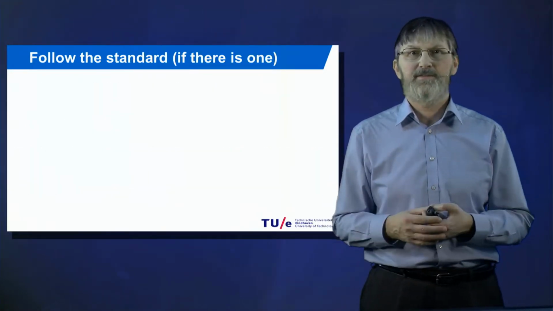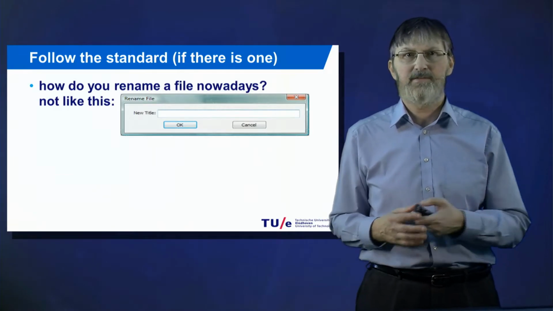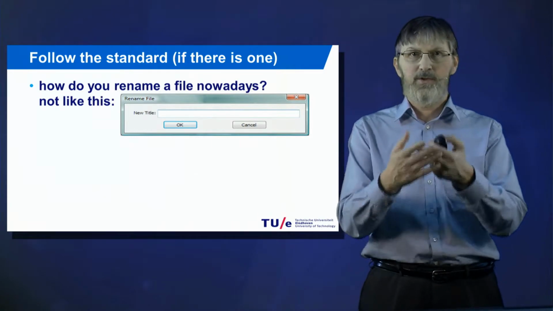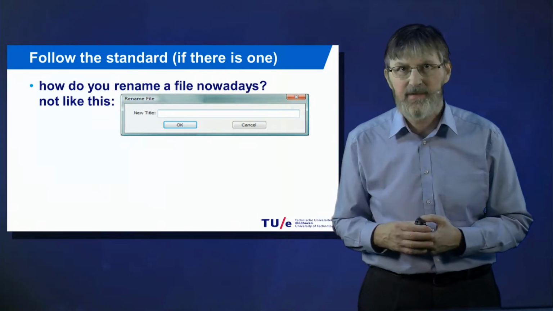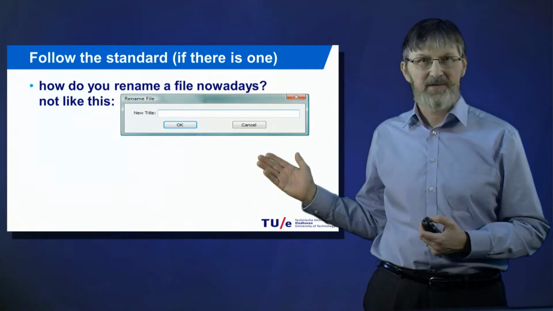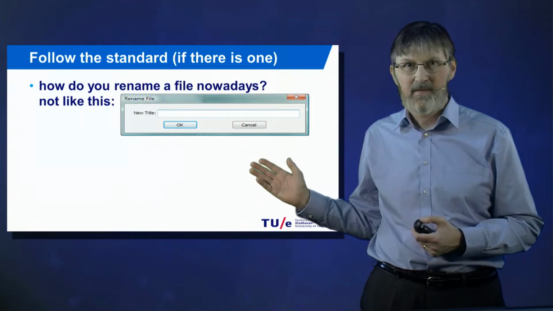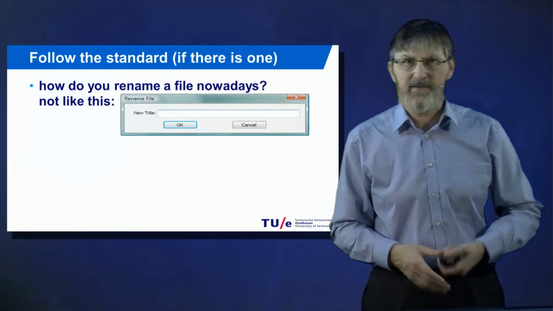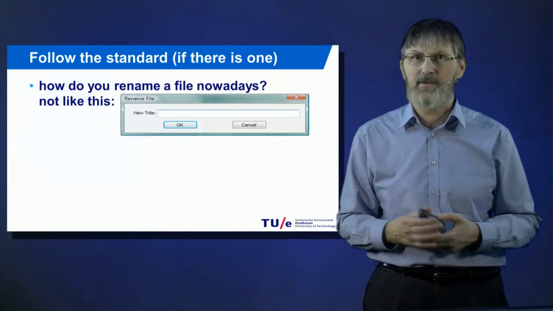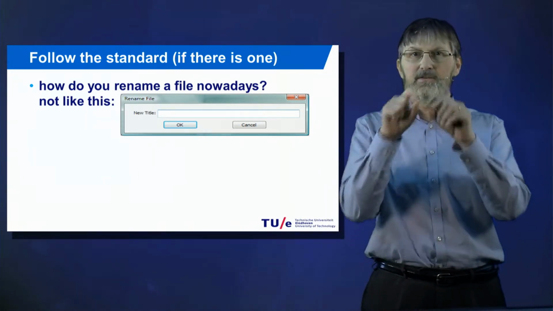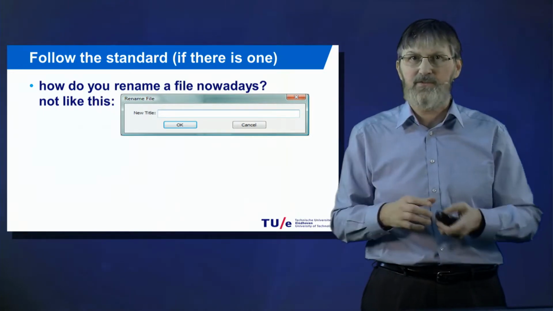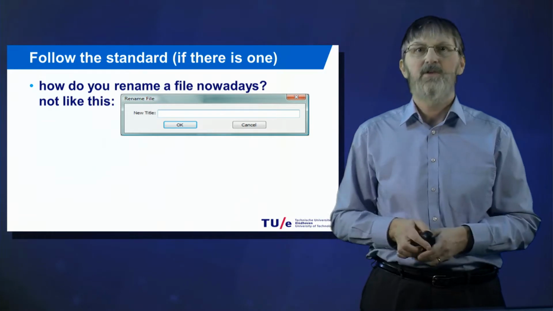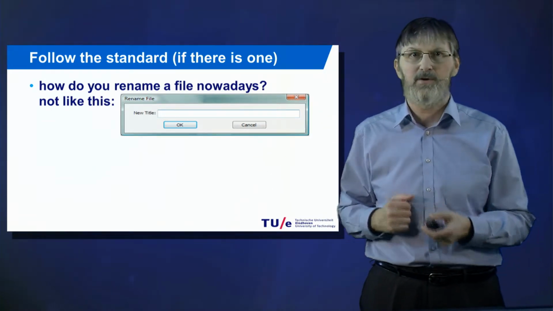Lots of interfaces do not follow standards even though they exist. Like if you want to rename a file nowadays, do you recognize this interface? You go to an Explorer or Finder and you click on the name of the file, and it changes into a text field where you can enter a new name or edit the name that is there. You do not use a dialog box for that.